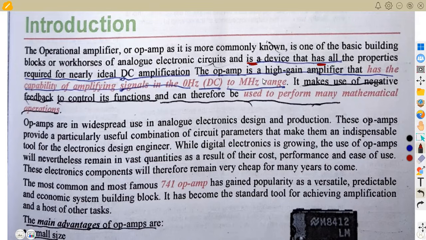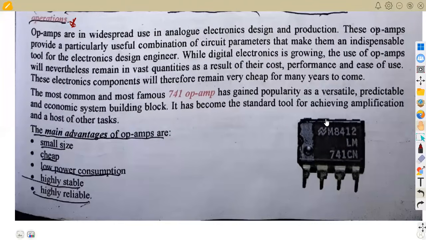So the op-amp is a high gain amplifier and has the capability of amplifying signals in the 0 hertz, that is the DC, to megahertz range. So we are going to talk about from 0 hertz up to the megahertz range that you're given. It makes use of negative feedback to control its functions and can therefore be used to perform many mathematical calculations. And also what is important is for you to know the advantages.